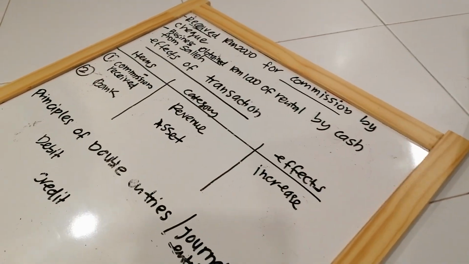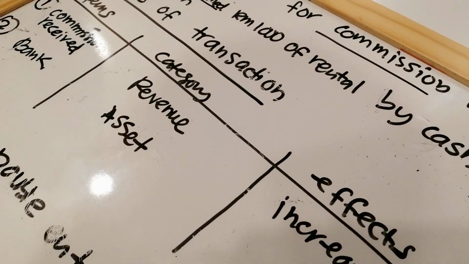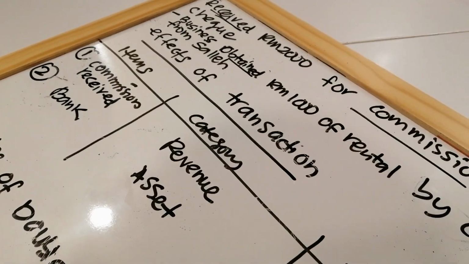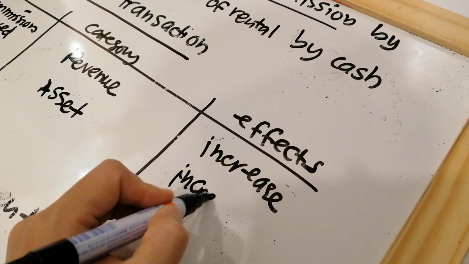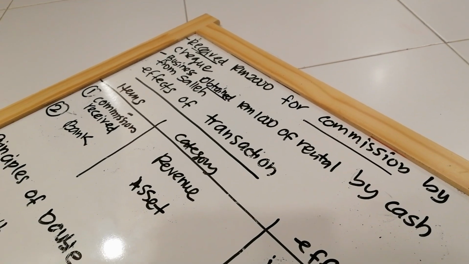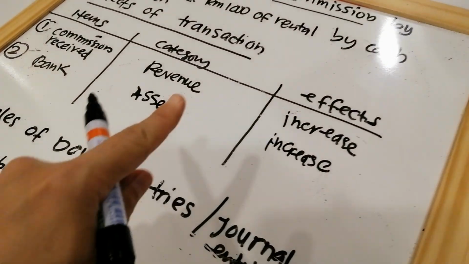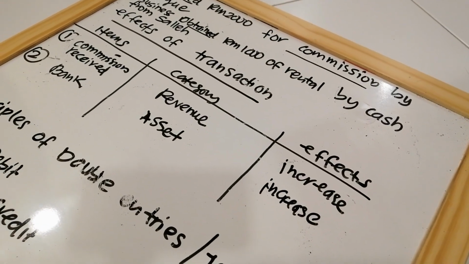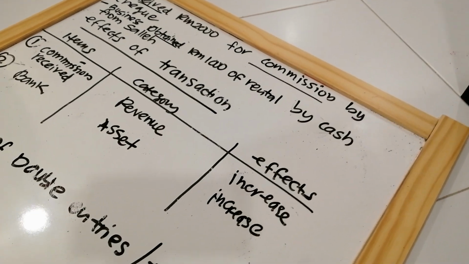So when your business receives commission, your revenue of the business will increase. Then if you check your bank account, your asset also will increase. Logically, people give you commission through the bank, so your asset increases. Okay, so you have perfect effects of transaction here, then you can proceed to prepare the debit and credit.